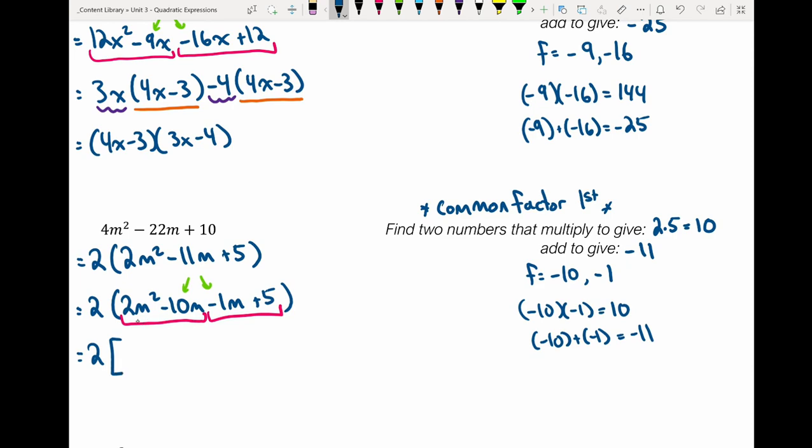So if I look at the first pair, I should see that I have a common factor of 2m. So I can factor out m minus 5. In my second pair, I'm going to factor out a negative 1 and be left again with m minus 5.